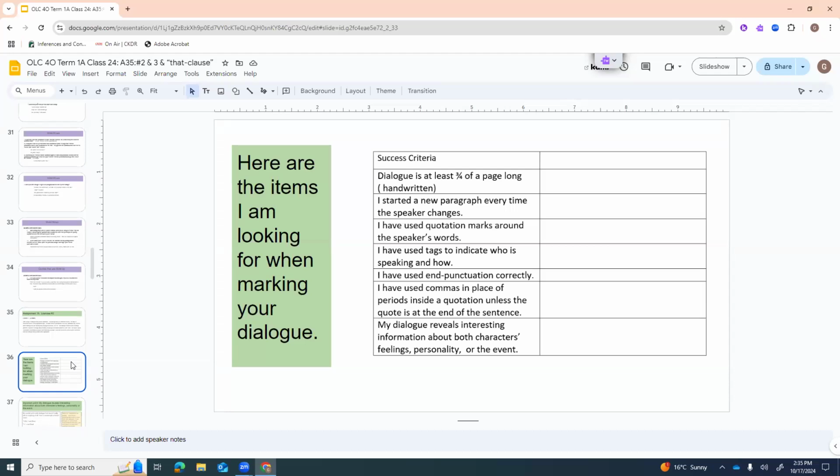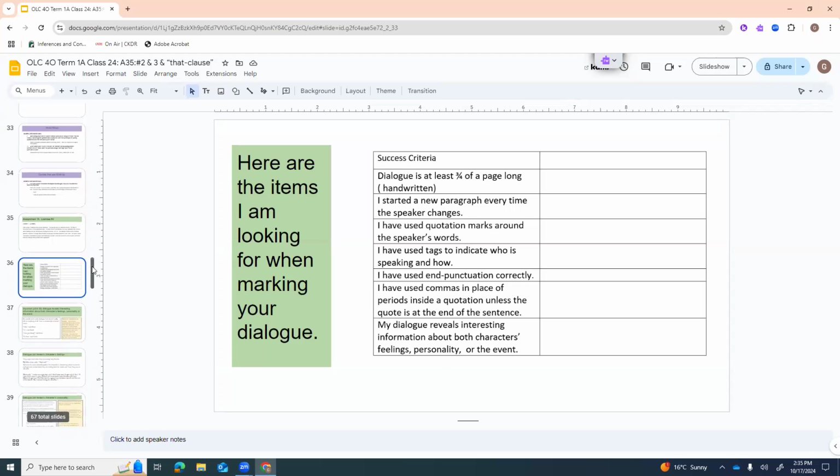Use quotation marks around the speaker's words to show that they're the exact words. Use tags to indicate who is speaking and how they're speaking. Use your end punctuation correctly. That's the periods, question marks, exclamation marks. And here, I have used commas in place of periods inside a quotation unless the quote is at the end of the sentence. And then finally, my dialogue reveals interesting information about both characters' feelings, personalities, and the event.